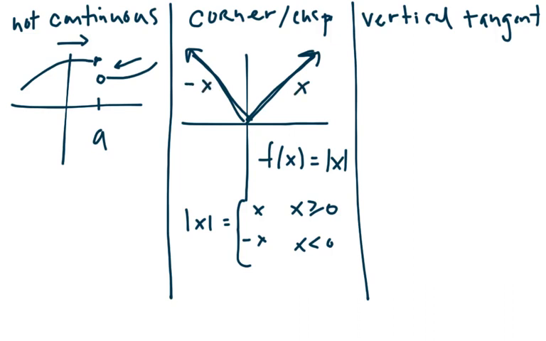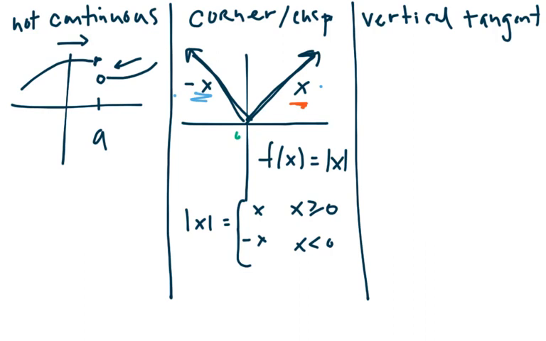The slope of this one is 1. The slope of this one is negative 1. I'm just thinking mx plus b. M here is 1. M here is negative 1. So at 0, where they meet, the limit from the left is negative 1, the limit from the right is positive 1. It's a jump discontinuity in the limit, and so the derivative does not exist at a corner. We would call that a corner.